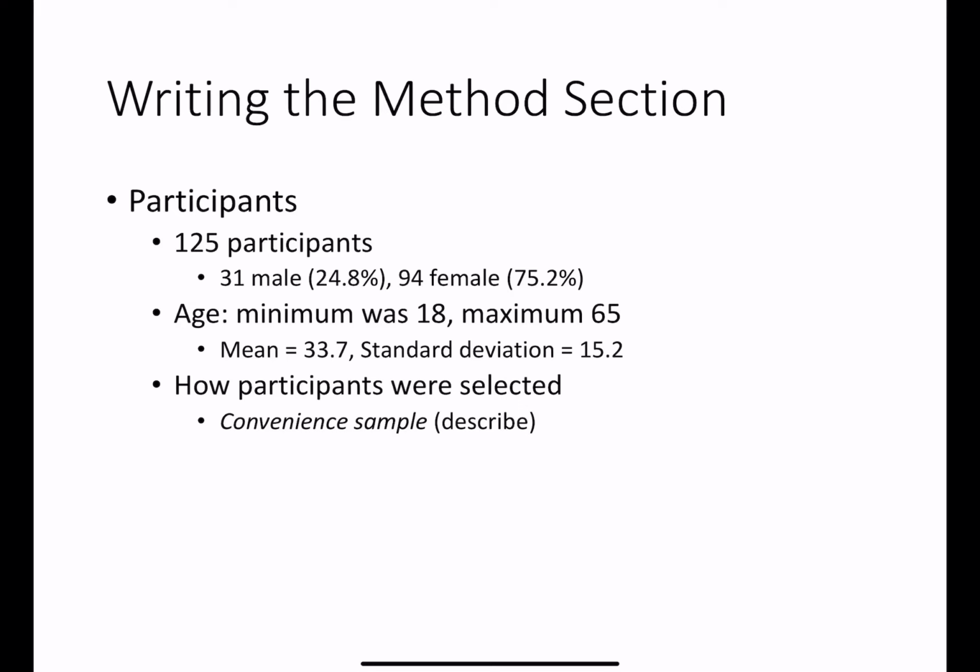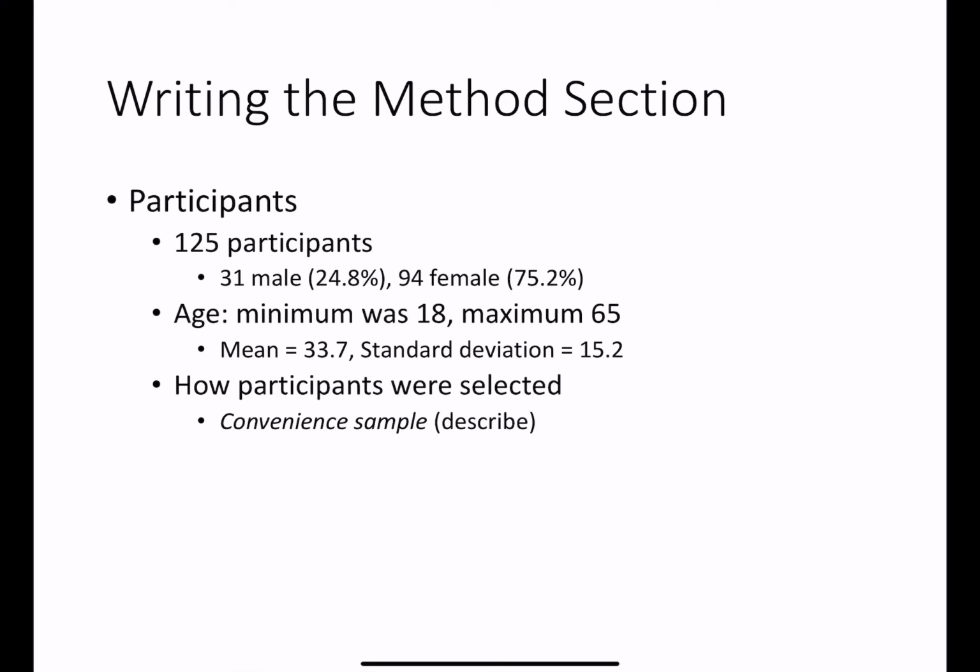Okay, so in terms of the people who participated in our study, we ended up with a total of 125 participants. 31 were male, that was about 25%, and 94 were female, which was about 75%. The age range was from 18 to 65, and the average age was 33.7 with a standard deviation of 15. So you'll need to put that all in paragraph format so that the readers of your paper will be able to understand what our participants looked like.